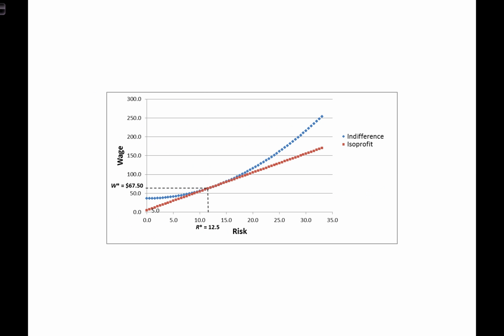And we know from the expected shape of these curves that the indifference curve in this space is going to be upward sloping and convex, and that the isoprofit curve is going to end up giving us some kind of an upward sloping and possibly concave or quasi-concave form.